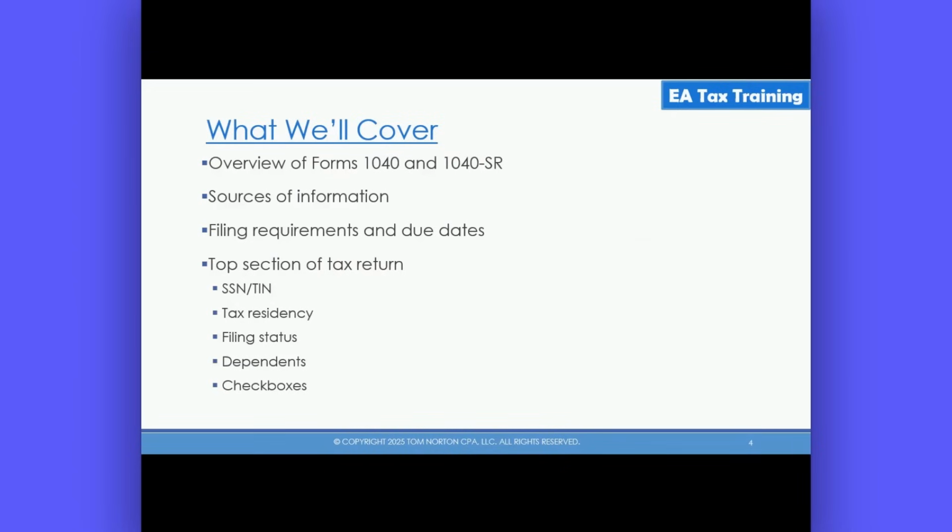Then we'll talk about the sources of information you need in order to do a tax return. Then we'll talk about the filing requirements and due date. Who's even required to file a 1040, and if so, when are they required to file it? And then we'll go into detail about specific items in the top section of the income tax return: the Social Security number, tax residency, filing status, dependents, and the check boxes.